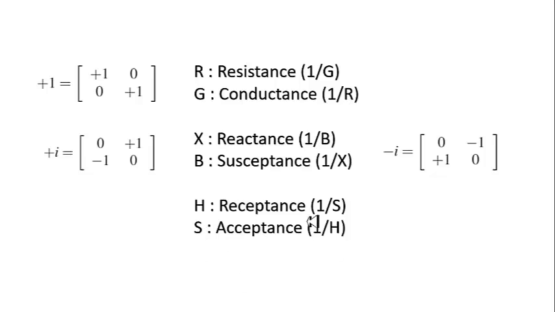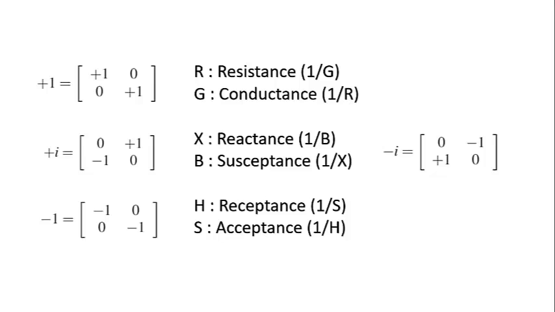But there are two here that we're not really going to deal with. There is one thing missing from this picture, and that is the receptance and the acceptance. Receptance has the letter H in Eric Dollard's paper, and acceptance has the letter S, and H is 1 over S and S is 1 over H.